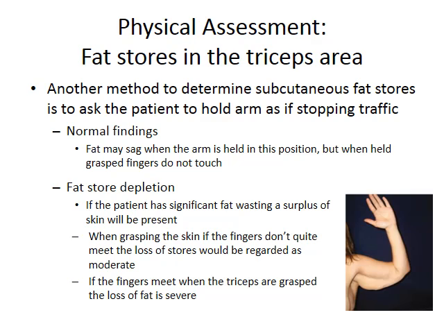Another method to determine subcutaneous fat stores is to ask the patient to hold their arm as if they are stopping traffic. In normal findings, or patients who have not had significant fat wasting, the fat of the tricep area may sag, but there will be no significant change in tone. If a patient has had significant fat wasting, you will notice a surplus of skin that will almost hang like a chicken wing. Again, you could grasp this area with your fingers, similar to what we did with the tricep, to determine the amount of fat pad that is present.